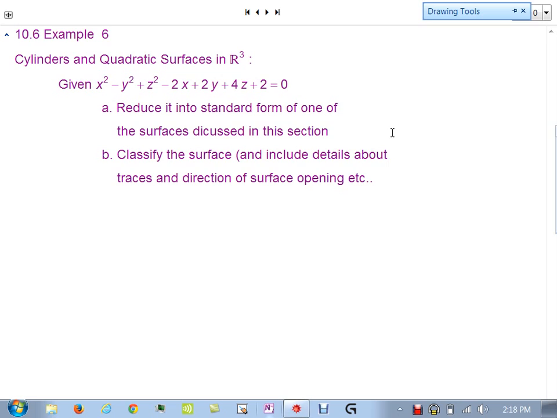Do we have any of these that have squared and linear terms, all of them appearing? No. So you're going to have to complete the square on this. Well, yeah, you'll just have to see what happens.